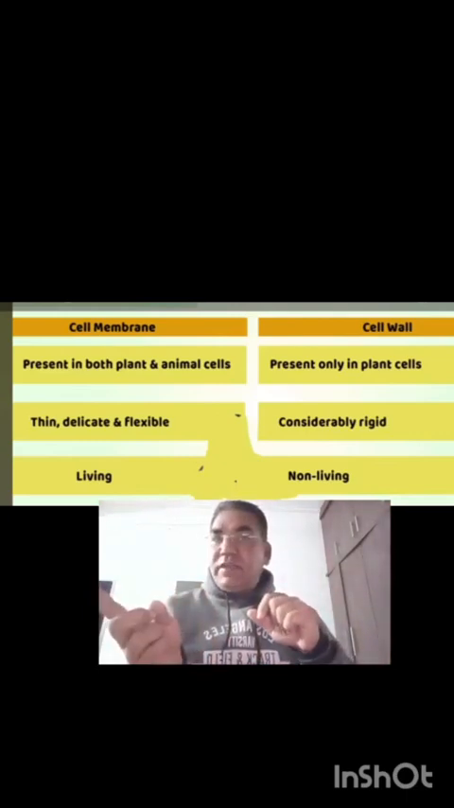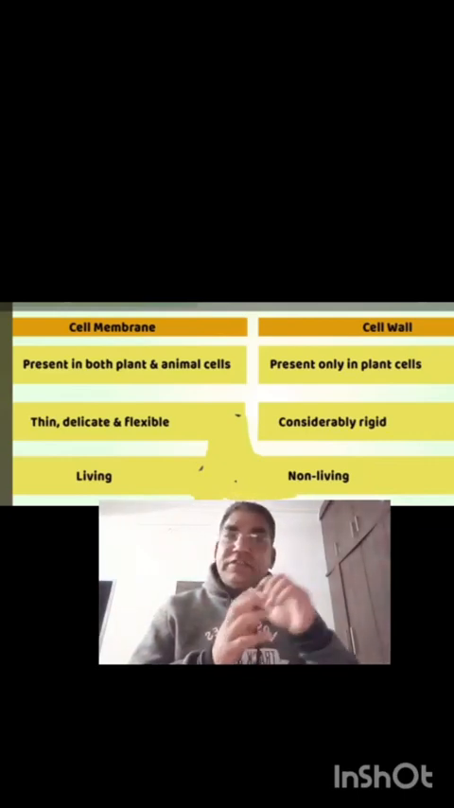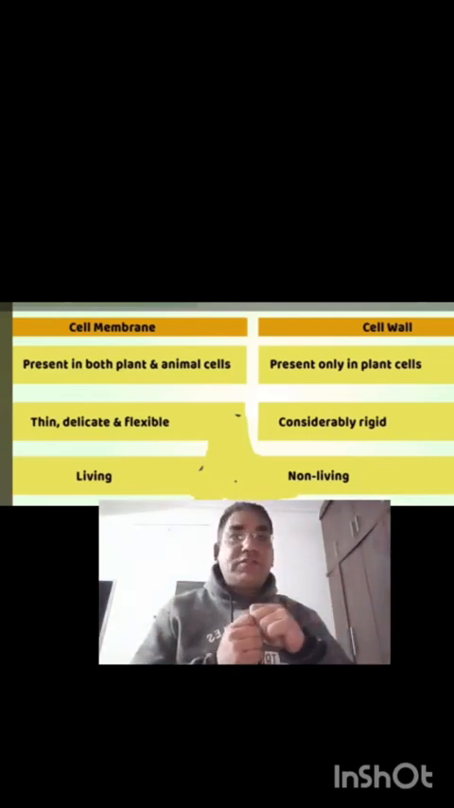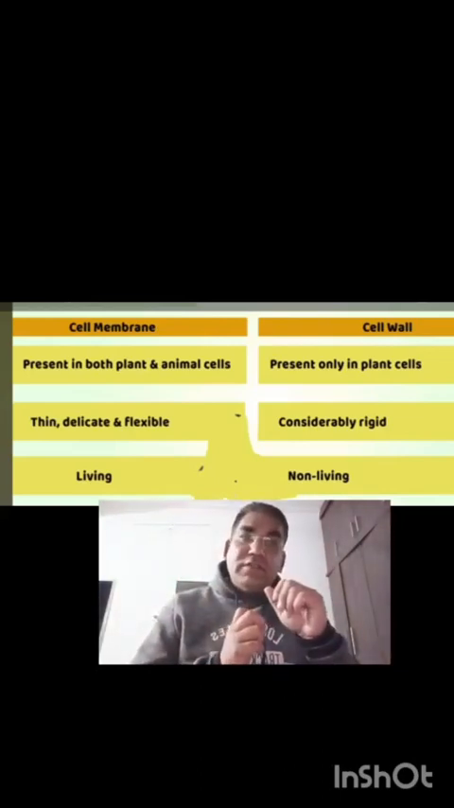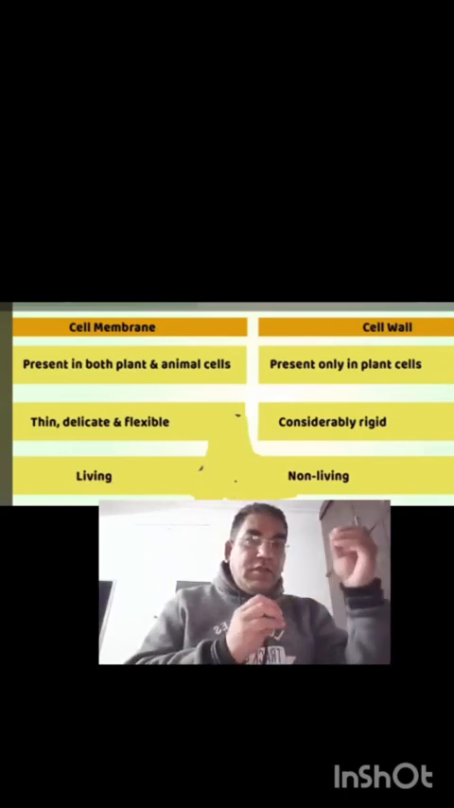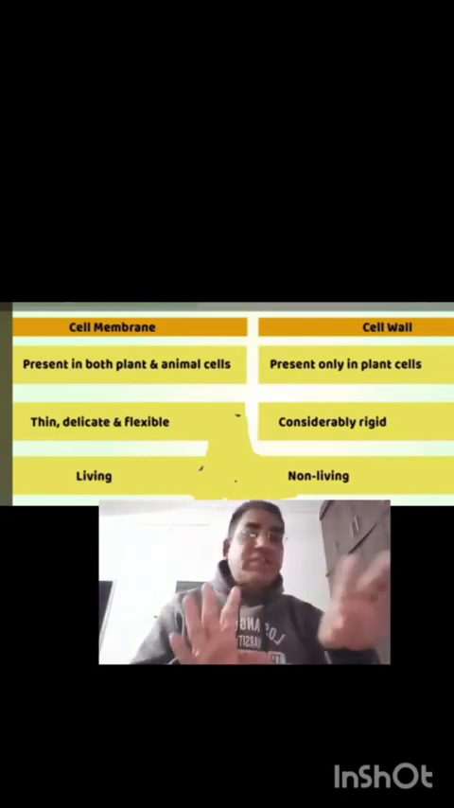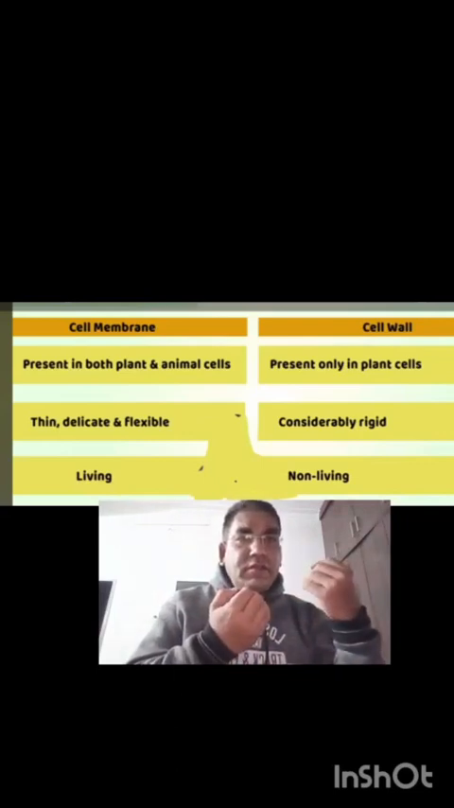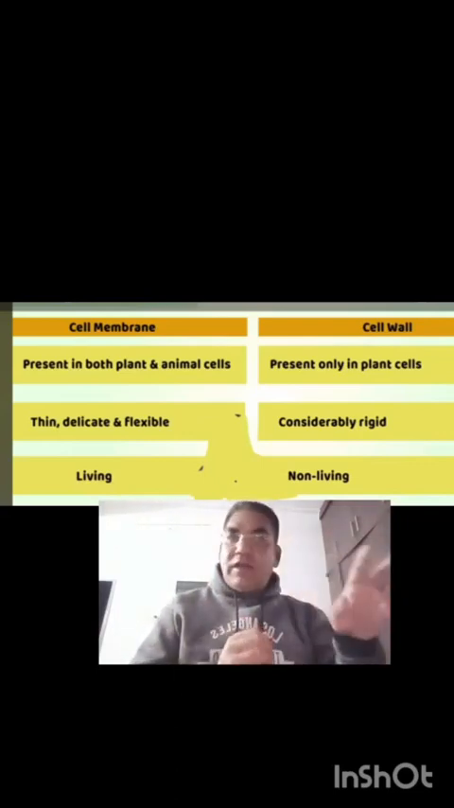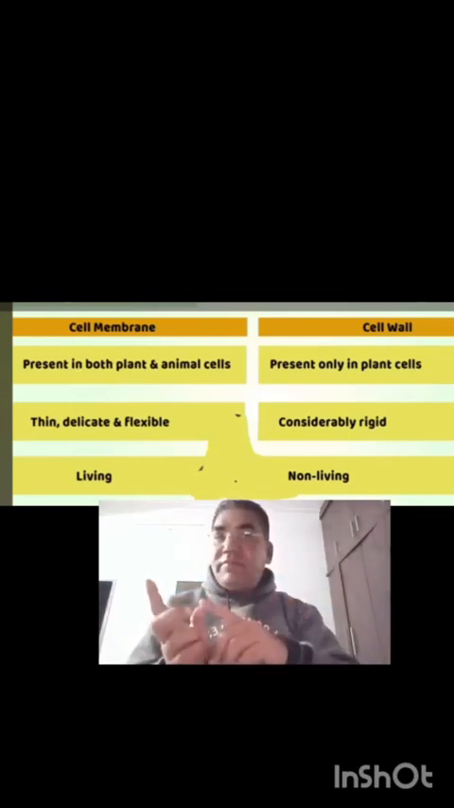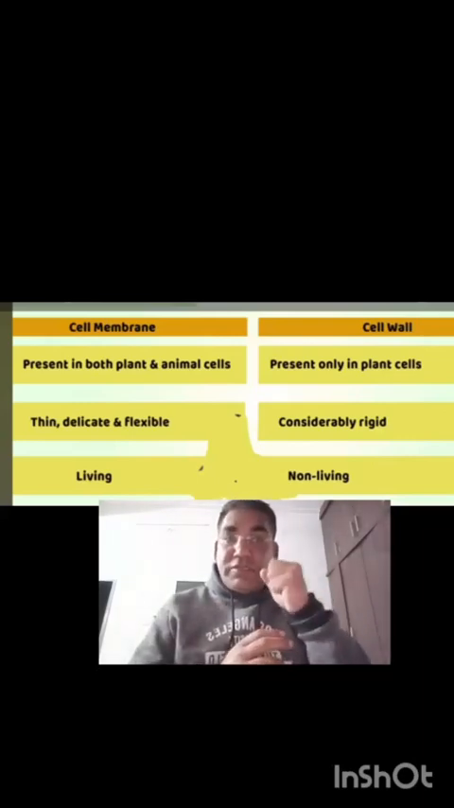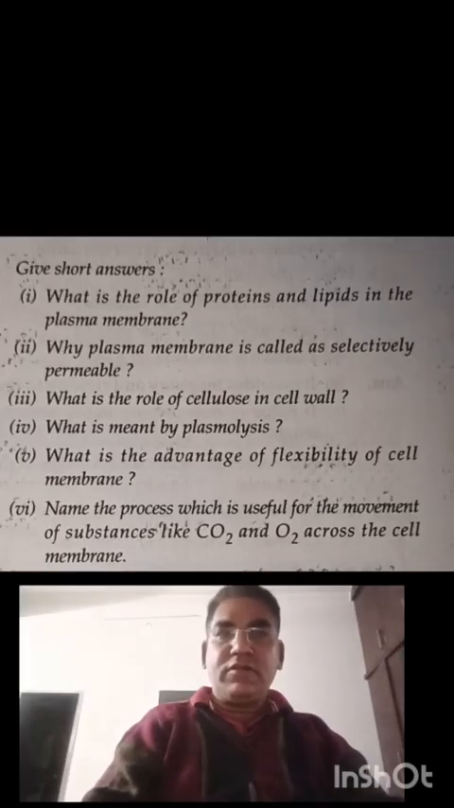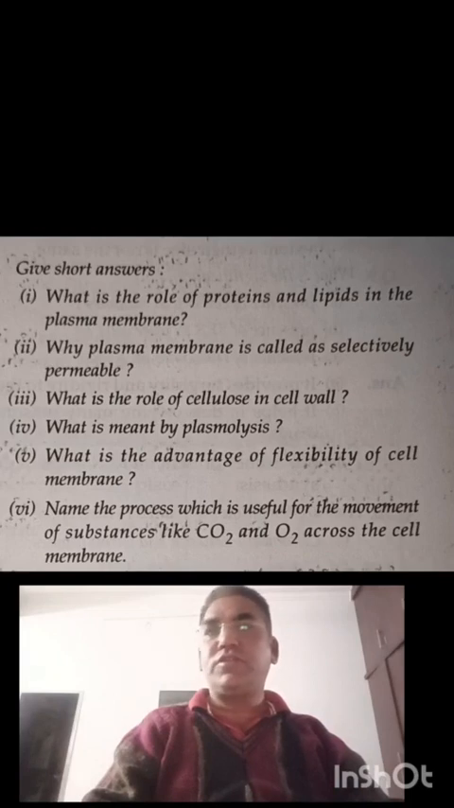Right? Cell membrane is delicate. Cell wall is a rigid and hard structure. Cell membrane is a selectively permeable membrane. Cell wall has pores. It is not selectively permeable. It allows all the material in and out. Right? Cell membrane is a delicate layer. Cell wall is rigid, so it maintains the shape of the cells.